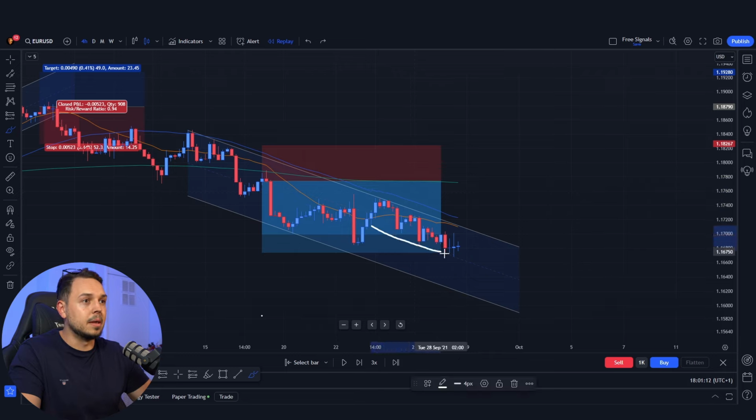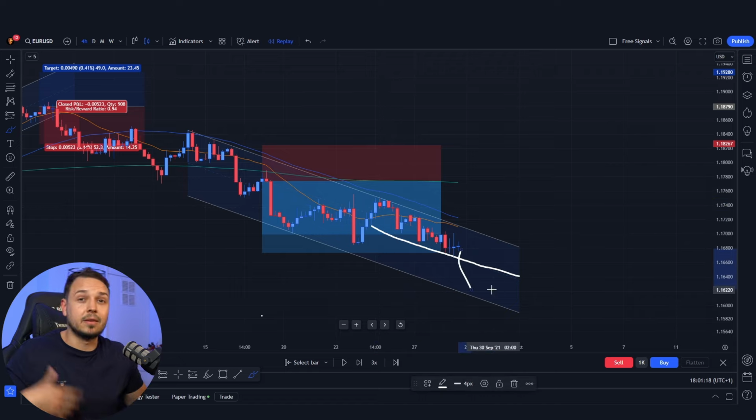There's also a middle line just over here where it's respecting. If it breaks the middle line, it further continues dropping down. That's how price channels work.